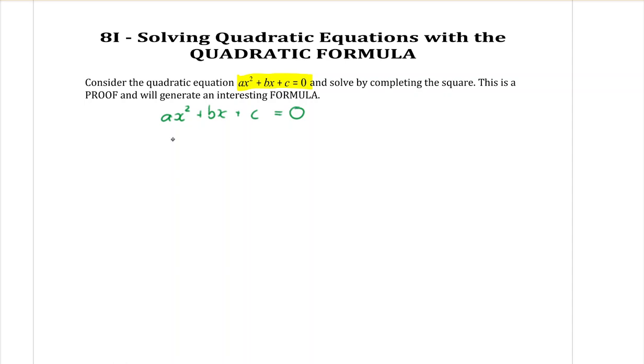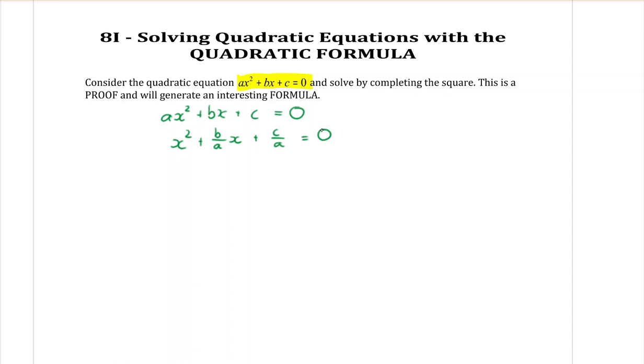So a divided by a means there'll just be an x squared for that first term. For the second term, I'll have to divide the b by a, and the c I will also have to divide by a. Technically, you need to divide the 0 by a as well, but 0 divided by anything is still 0. Okay, so you divide every single term by a. Now it is a monic quadratic. So now I can complete the square.